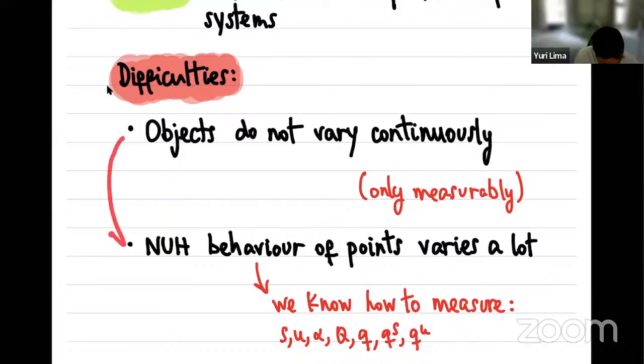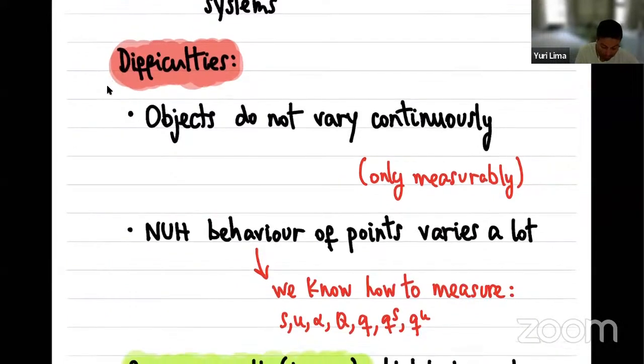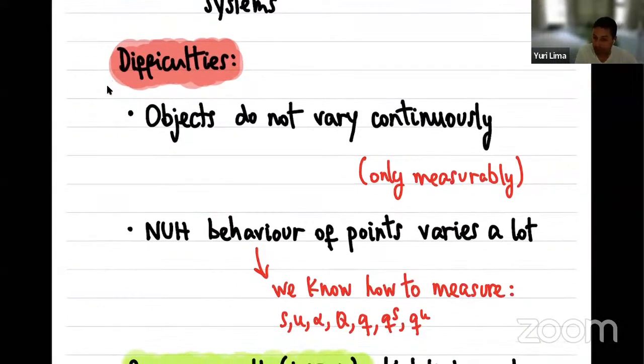The second difficulty is totally related to, and kind of explains, the first one. It is exactly what I'm trying to tell you: the non-uniformly hyperbolic behavior of points varies a lot. Quantitatively, this means that the stable and unstable directions, and also the parameter Q that we introduced, there is no reason for two nearby points to have these quantities close to each other. But fortunately, at least we know how to measure this non-uniformly hyperbolic behavior.